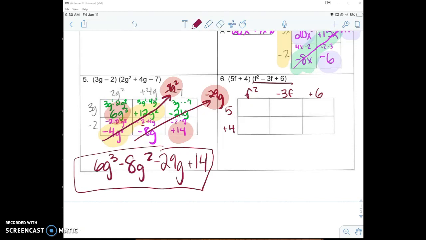That should be an f, not a g. I multiply 5f times f squared gives us 5f to the third power. 5f times negative 3f. 5 times negative 3 is negative 15. F squared. 5f times 6 makes positive 30f. And 4 times f squared makes 4f squared. 4 times negative 3f, negative 12f. And 4 times 6 is positive 24.